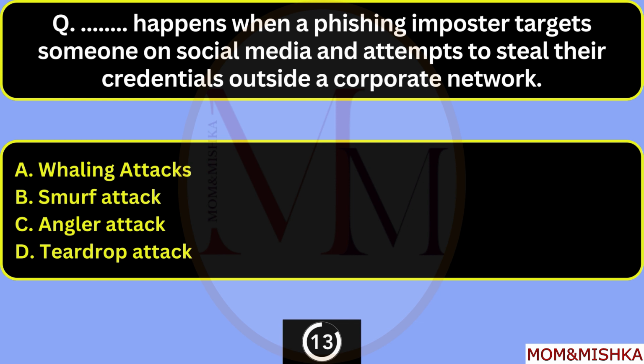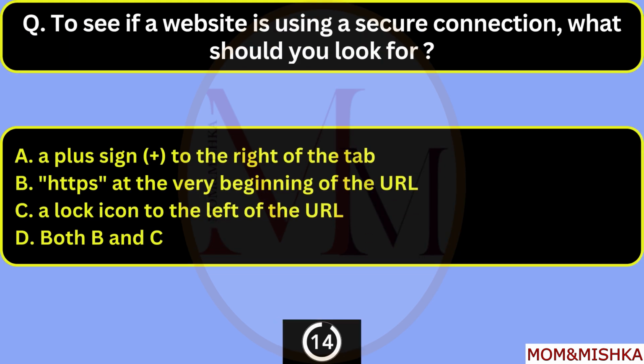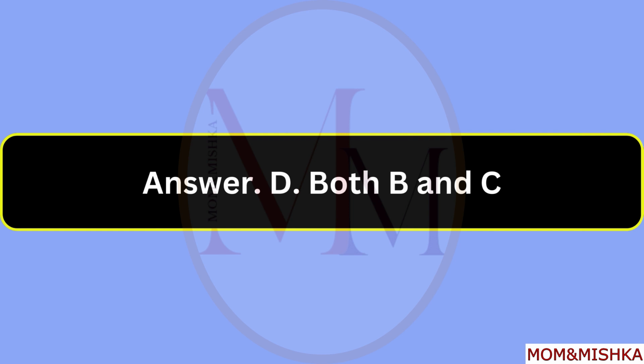Blank happens when a phishing imposter targets someone on social media and attempts to steal their credentials outside a corporate network. It's Angler attack, option C. To see if a website is using a secure connection, what should you look for? Both B and C, option D. HTTPS at the very beginning of the URL and a lock icon to the left of the URL.